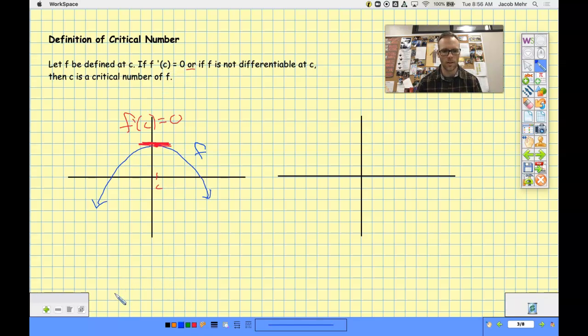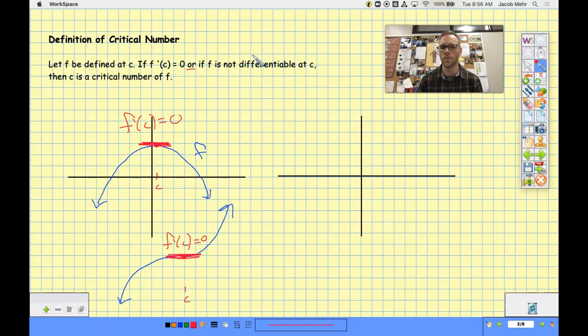Now, it's not the only way that f prime of c could equal 0. If I were to sketch another graph like this, where here's c, and we look at f prime of c right there, f prime of c equals 0. However, this is not an extrema, so we're going to make a few connections here. Just because there's a critical number doesn't mean there's an extrema, but they're very important in helping us find them.